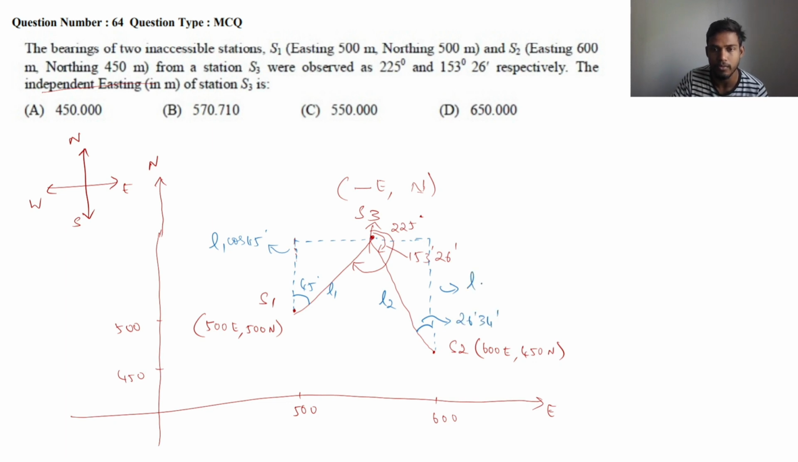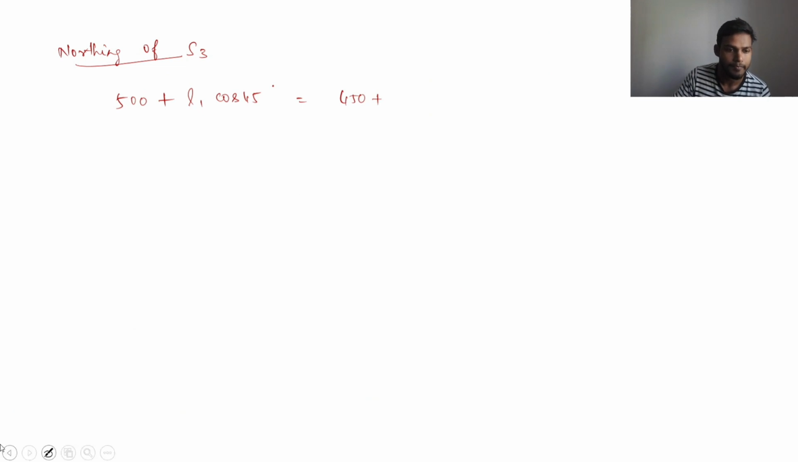So this is L2 cos 26 degree 34 minutes. So both are equal. Northing of S3, this is with respect to S1 and this is with respect to S2. Both are equal. Now easting of S3.